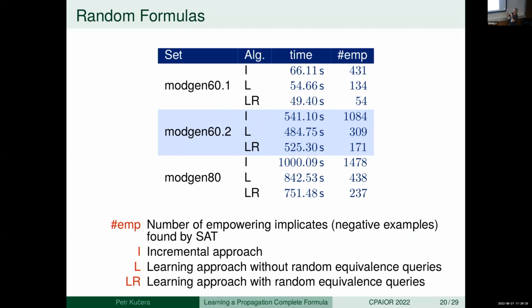So these are the results on the random formulas. We can see that the learning approach, the lines L, and the lines LR, where we also use random equivalence queries, which also helps. The learning approach certainly decreases the number of the empowering implicants that need to be found by the SAT solver. The equivalence query is by far the most expensive part of the algorithm.